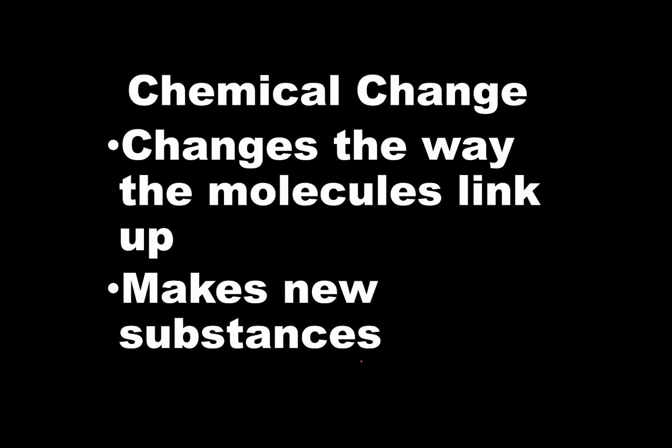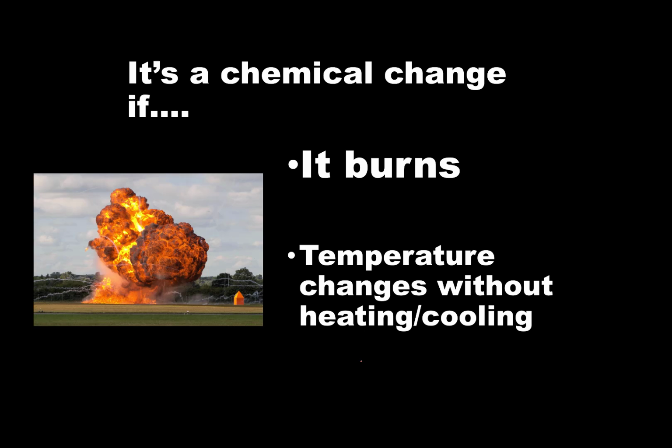Chemical changes are changes in the way the molecules link up and they make new substances. This is essentially saying the same thing I said earlier, just phrased a little differently. Here's some examples of chemical changes. It's a chemical change if it burns. If we take methane, sorry, it's actually CH4, my mistake there. CH4 for methane plus oxygen is going to produce CO2 plus H2O. This is a common formula for anything that burns. Most things will look a lot like this.